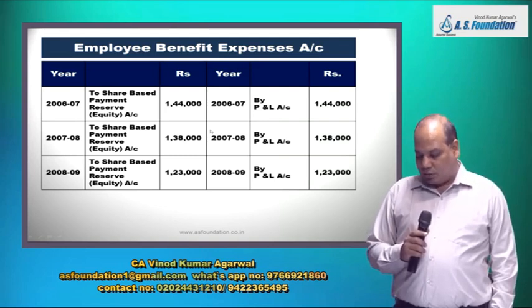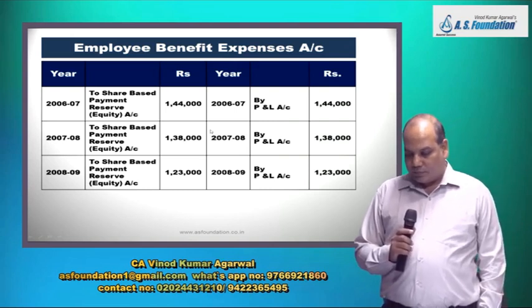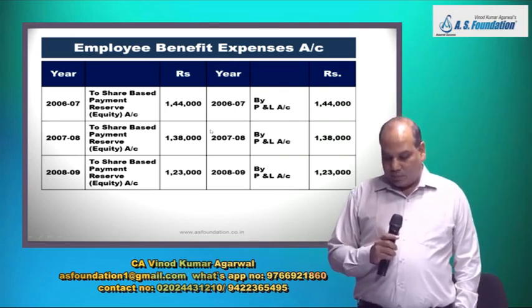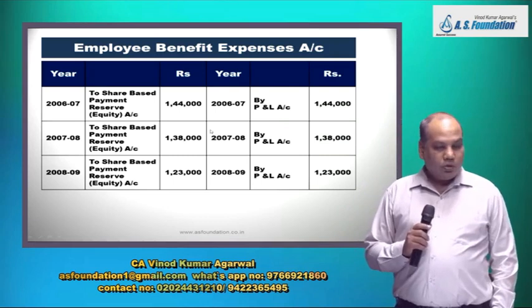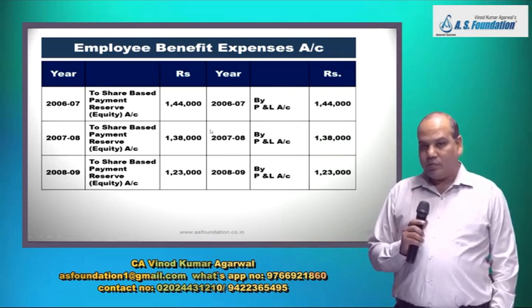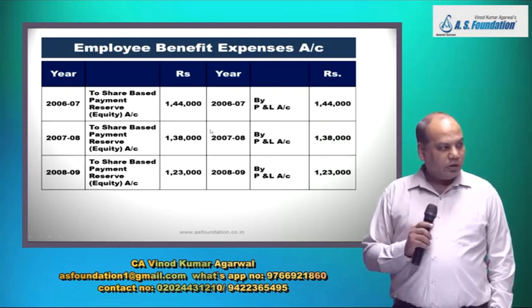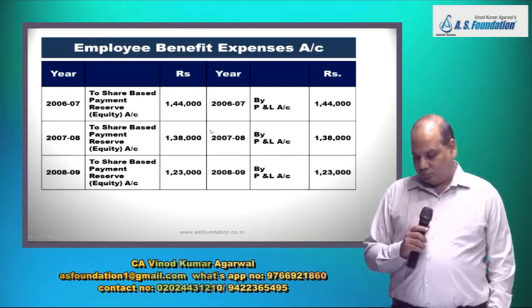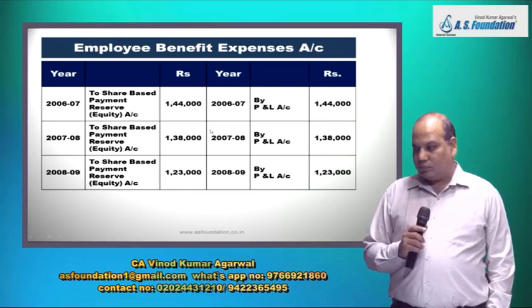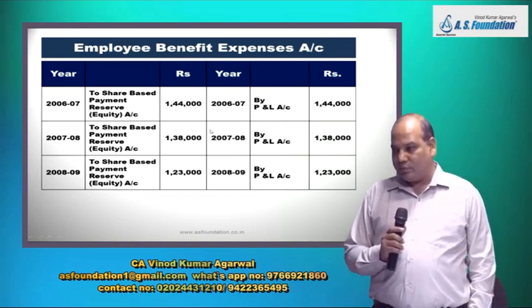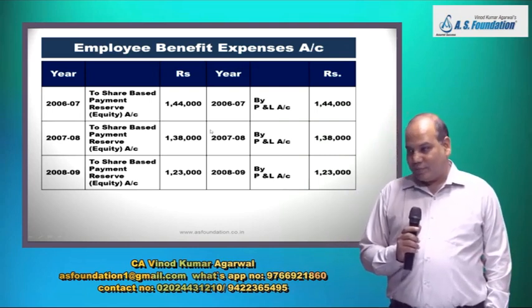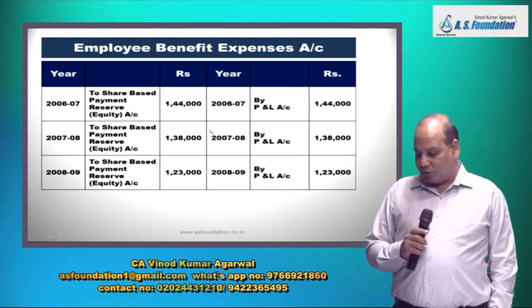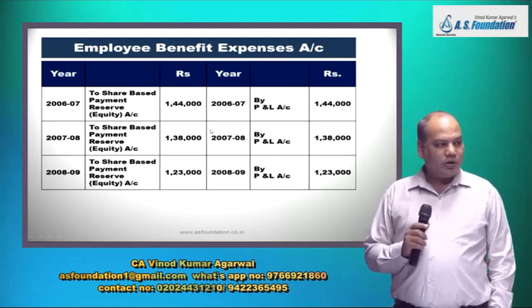One line blank, third year, 31st March 2009. You will write employee benefit expense account debit 1,23,000 to share-based payment reserve account 1,23,000. And one more entry, P&L account debit 1,23,000. We will recognize the expense. We will not reverse the expense. It is market condition. P&L account debit to share-based payment reserve 1,23,000.